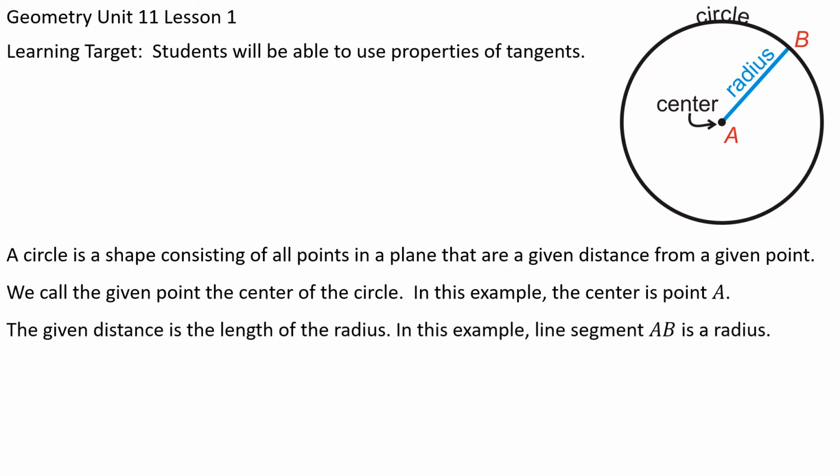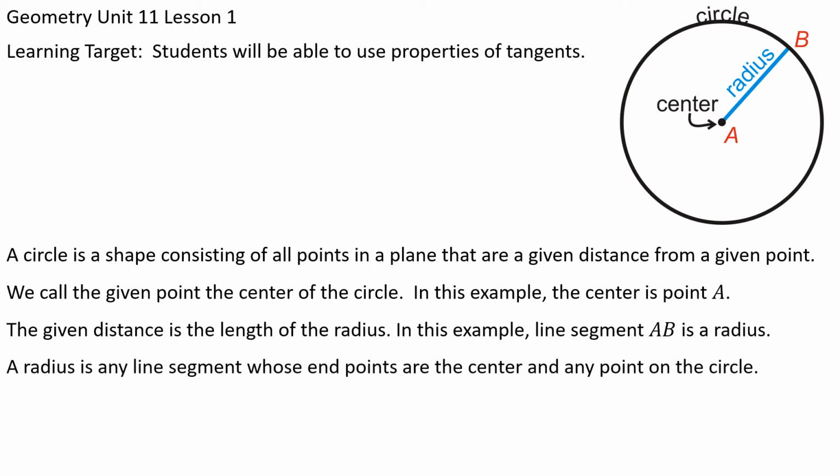And then the distance is the length of the radius. In this example, line segment AB is a radius. And there are many different ways I could draw a radius in that circle. But however I draw the radius, it's got to be a line segment. One endpoint must be the center of the circle. The other endpoint must be a point on the circle.